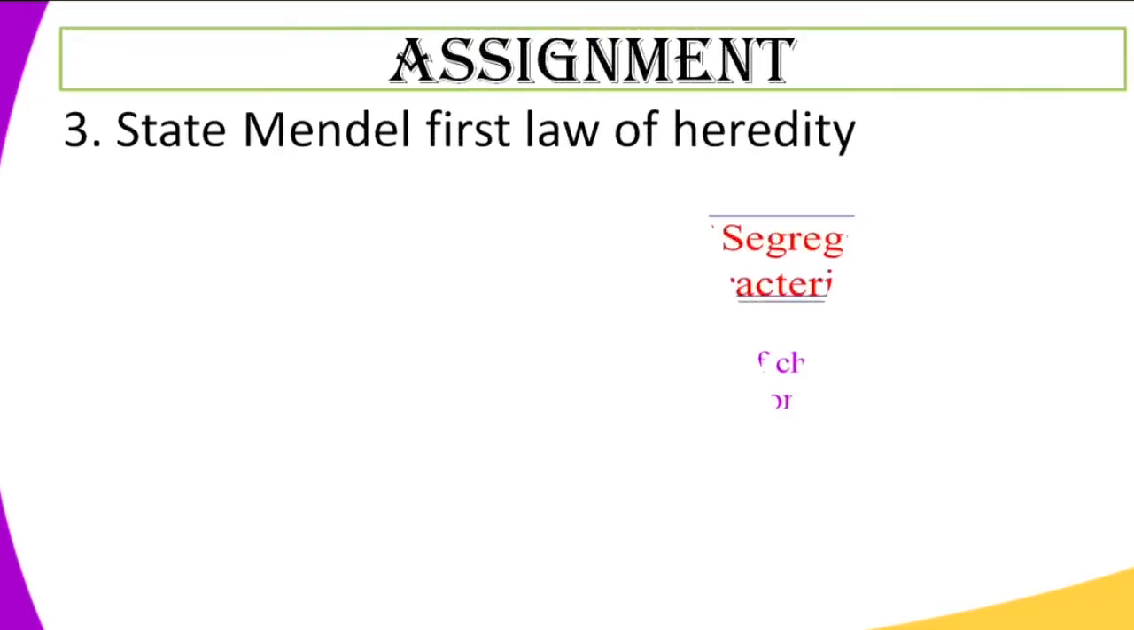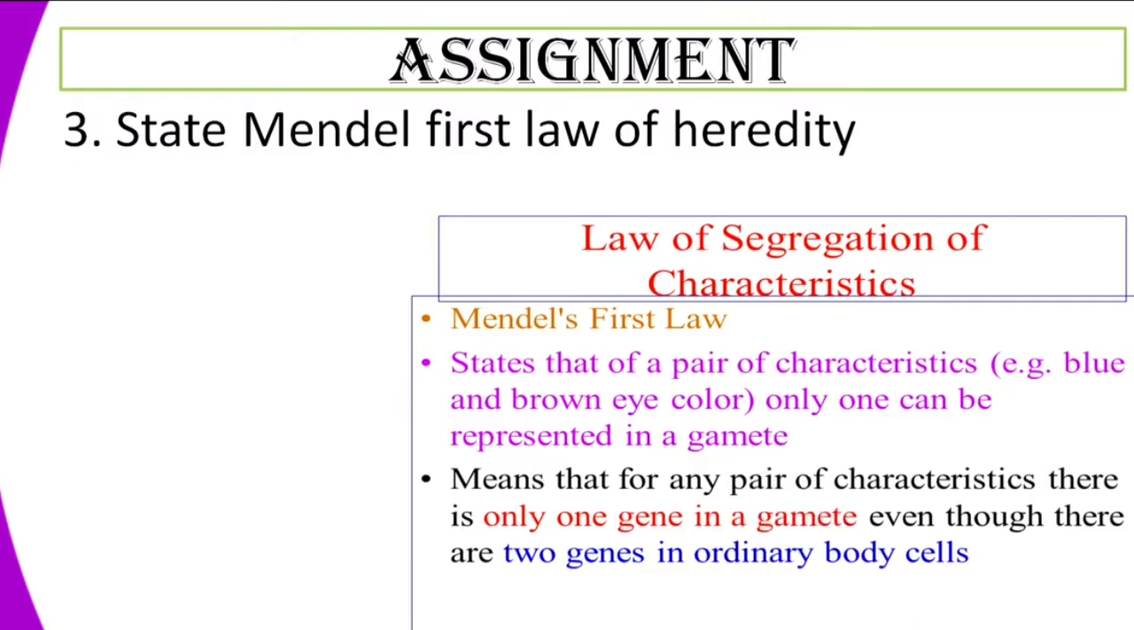The third question was state Mendel's first law of heredity. So the law states that of a pair of characteristics, only one can be represented in a gamete. So what does this mean? It means that for any pair of characteristics, there is only one gene in a gamete, even though there are 2 genes in an ordinary body cell. So it takes one from each pair of the parent.